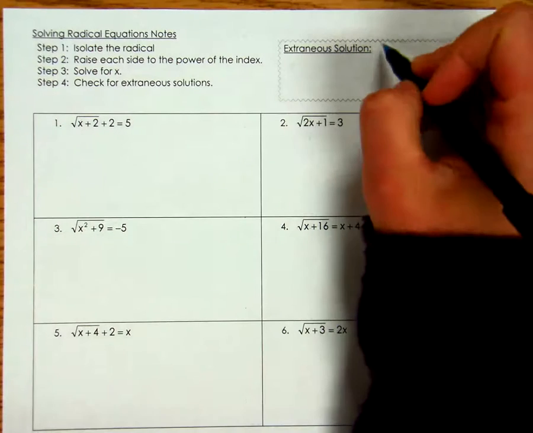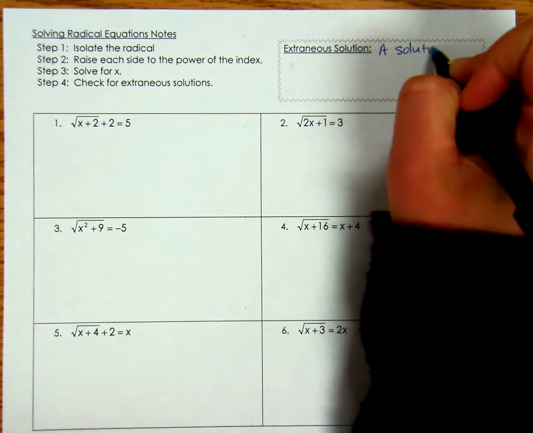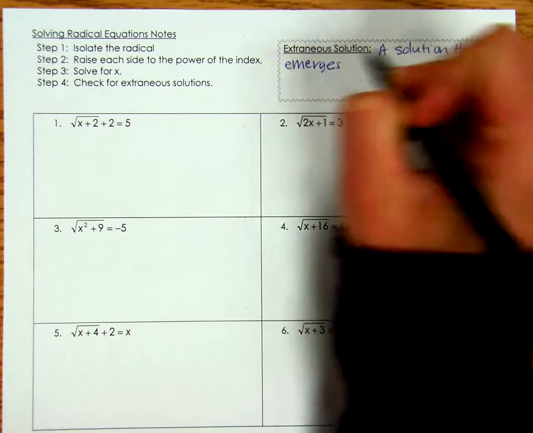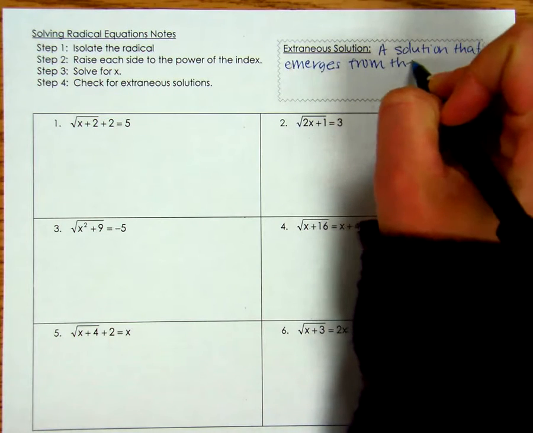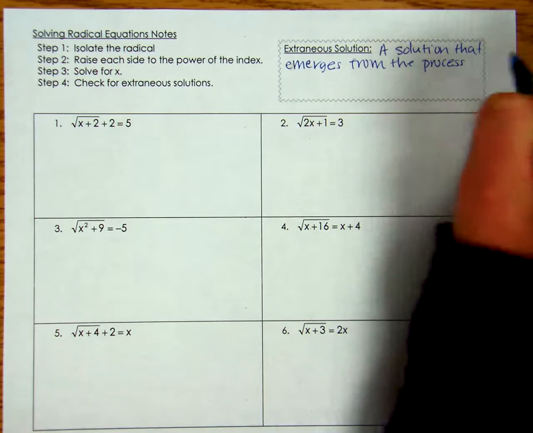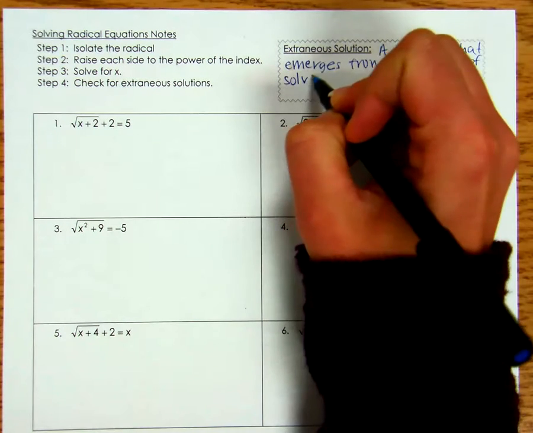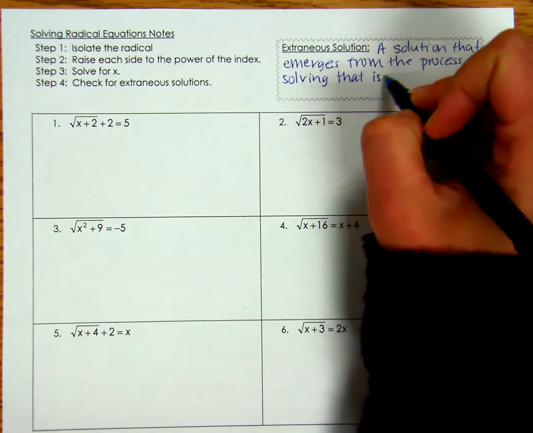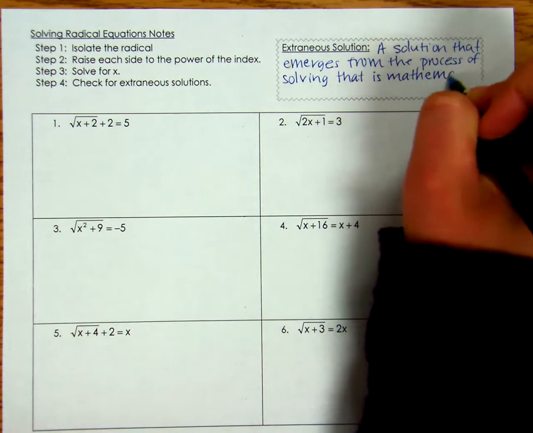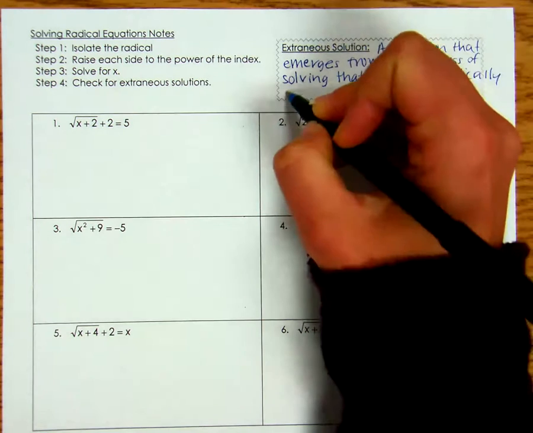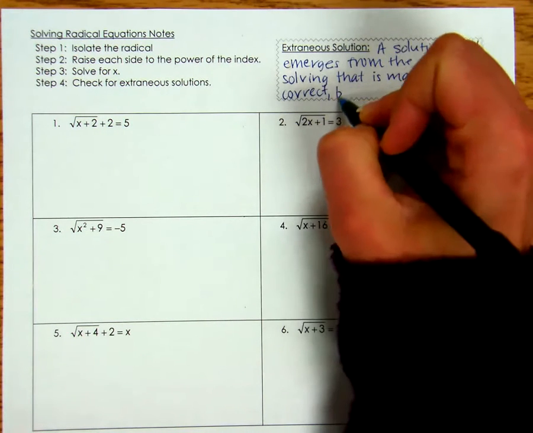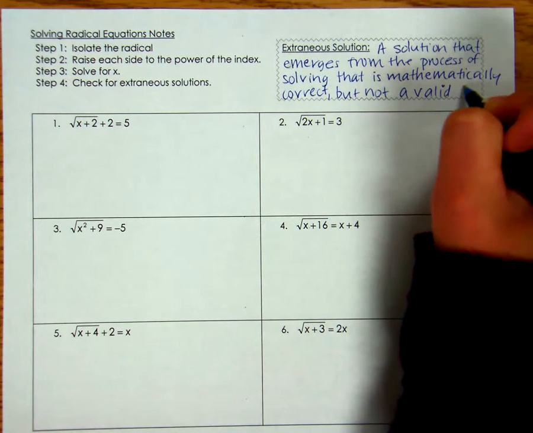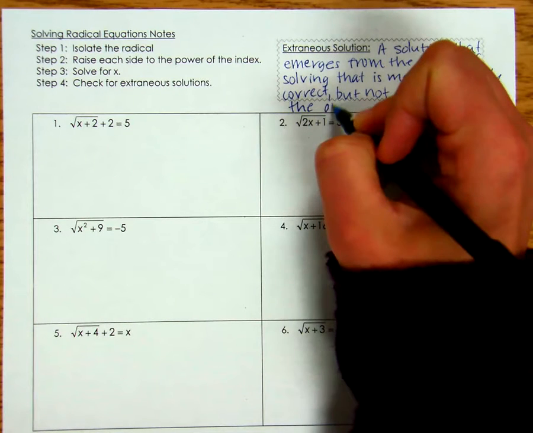Extraneous solutions, it's a solution that emerges from the process of solving that is mathematically correct but not a valid solution to the original problem.